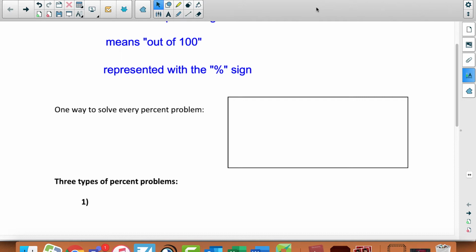Everyone was having troubles. Which type is this? I don't know what to do. Am I multiplying? Am I dividing? So I found this method. I didn't come up with it, but I found this method and I like it. It's one method that will solve all 3 types of percent problems. It's the only thing you need to know.